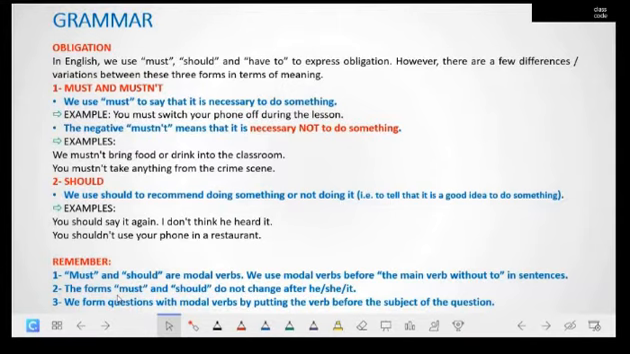Example, you should say it again. I don't think he heard it. You shouldn't use your phone in a restaurant. So it is up to you.